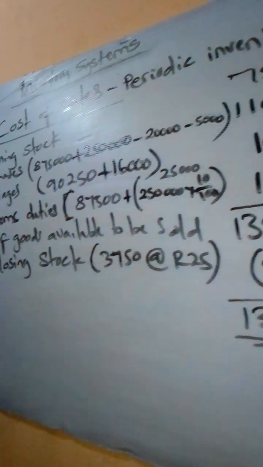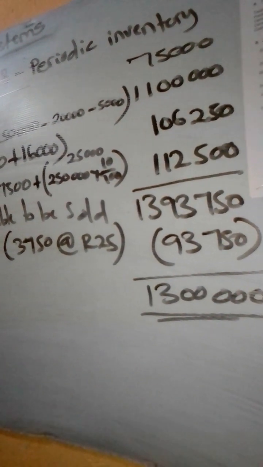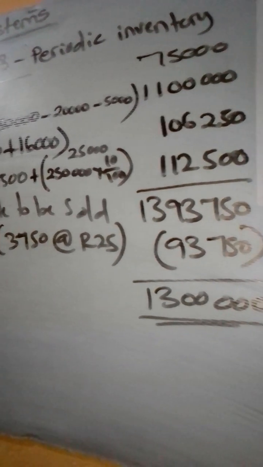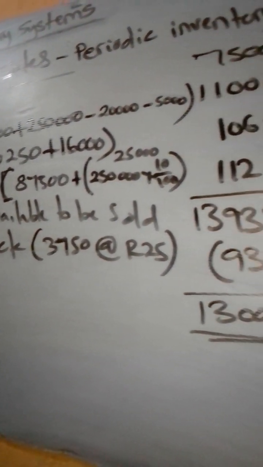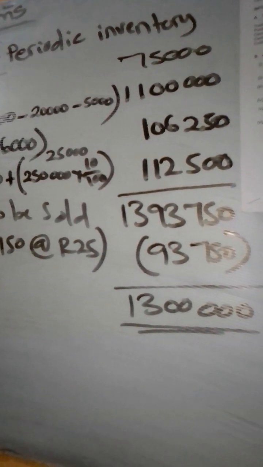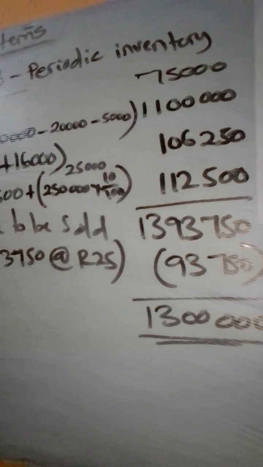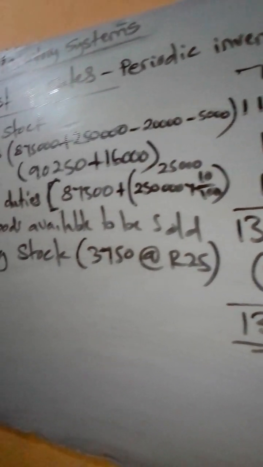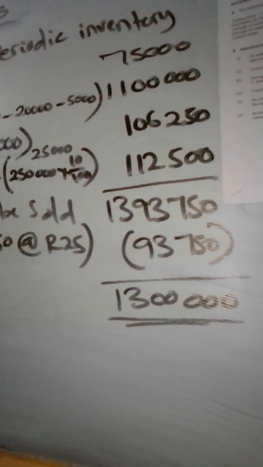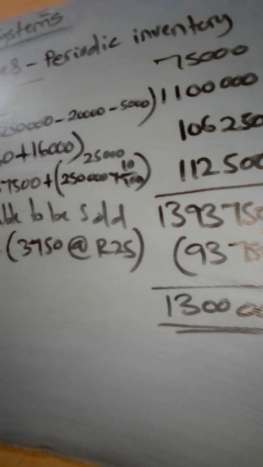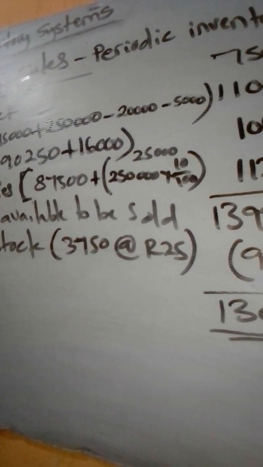That sums this up for the topic inventory systems, periodic inventory, the calculation of the cost of sales. And then we've even looked at the calculations of the gross profit and the markup. So far, I do not see anything that can be a problem when you go to the examination and you are answering questions on the periodic inventory system.